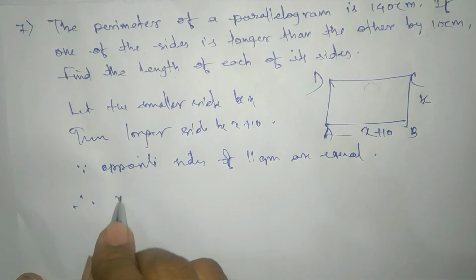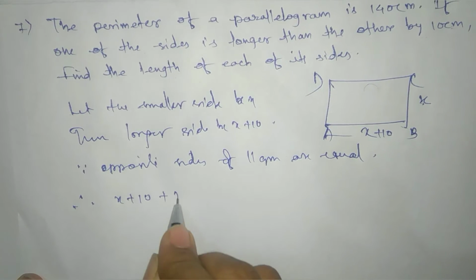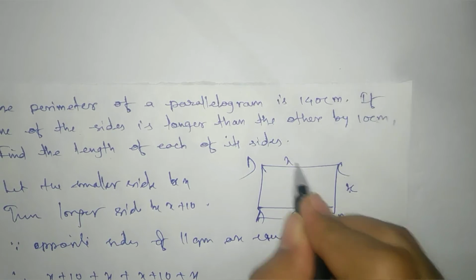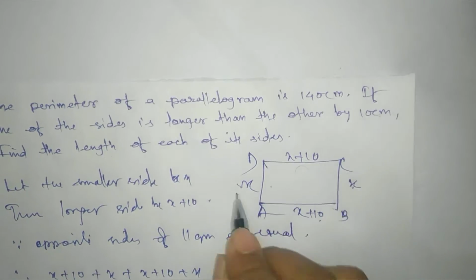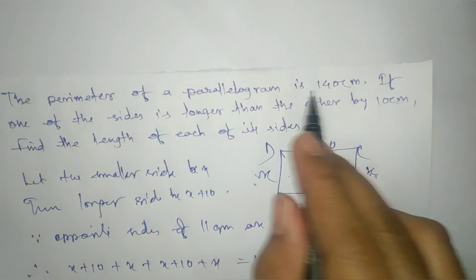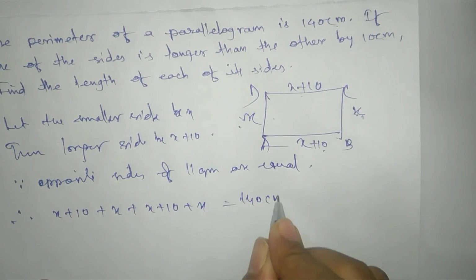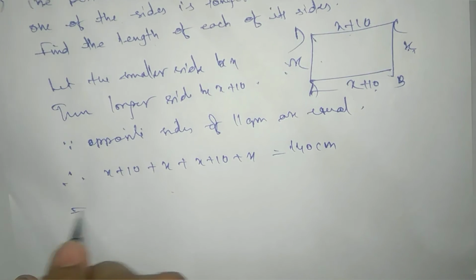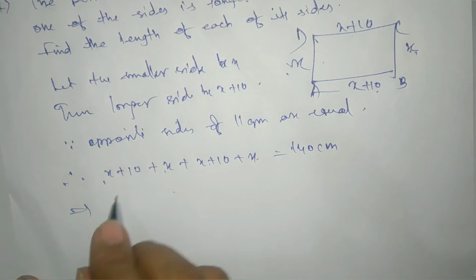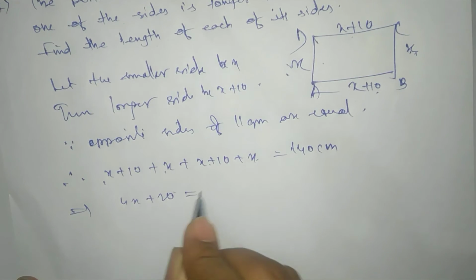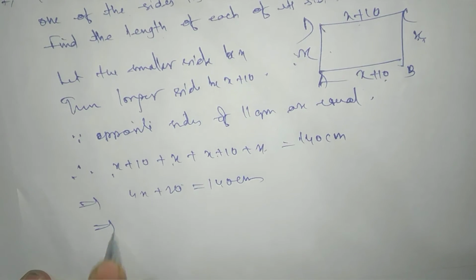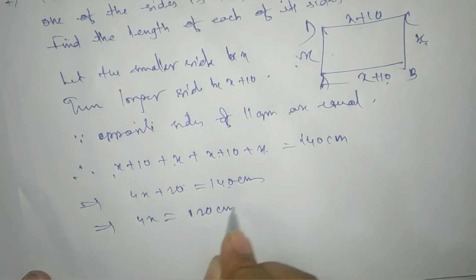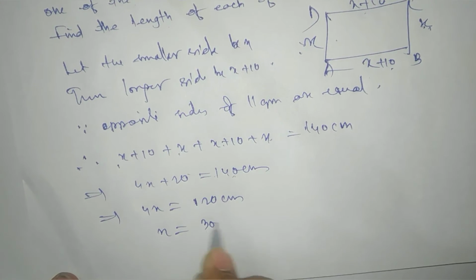Therefore x plus 10 plus x plus x plus 10 plus x, because the opposite will be x plus 10, and this will also give you x. So x plus x and so on will get 140 centimeters, as mentioned here, the perimeter. If you add the x terms, you will get 4x, and here you will get 20, equals 140 centimeters, and that is 4x equals 140 minus 20, which is 120 centimeters, and that is x equals 30 centimeters.